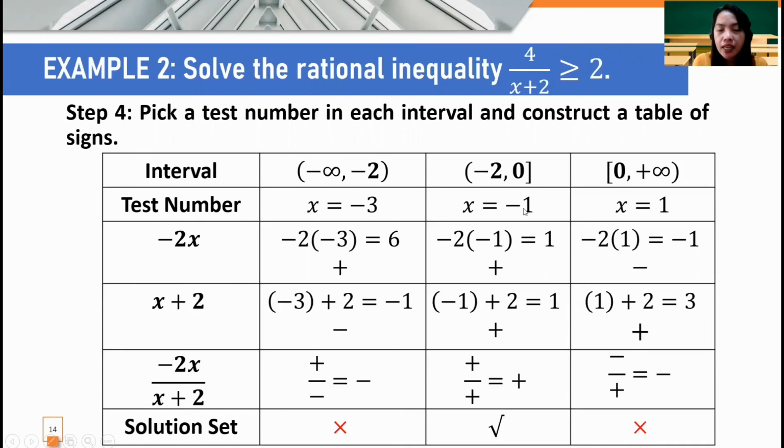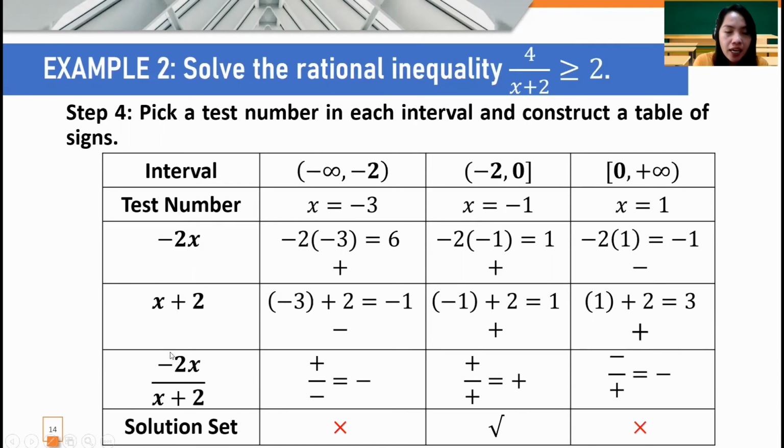Next, we can use negative 1 because negative 1 is inside this interval. We can also use negative 0.5, negative 0.75, negative 1.5. And another test number inside this interval, we have positive 1. We may use 5, positive 10, 50, as long as that number is inside this interval.